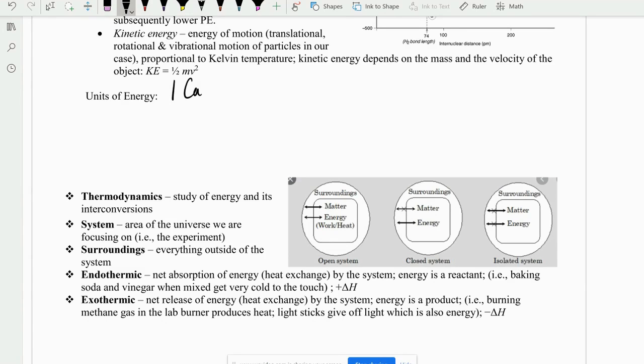1 calorie, does that sound familiar? Yes, that's right. It's comparable to the calories in your food. Why do you think food labels identify the caloric intake of the food you're eating? Well, calories translate to, you ready?